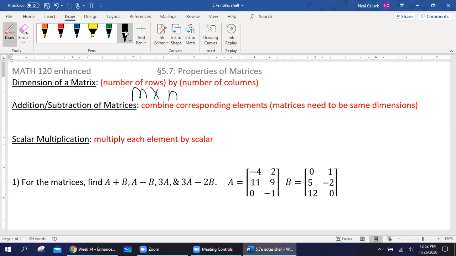Addition and subtraction of matrices is fairly straightforward. We just either add or subtract the elements that are in the same spot, the corresponding elements. For this to happen, the matrices have to have the same dimensions, so they have to have the same number of rows and columns. We also have something called scalar multiplication. This is where we multiply the matrix by just a single number, and we just multiply each element by that number. So we're going to deal with some addition, subtraction, and scalar multiplication on this first problem.